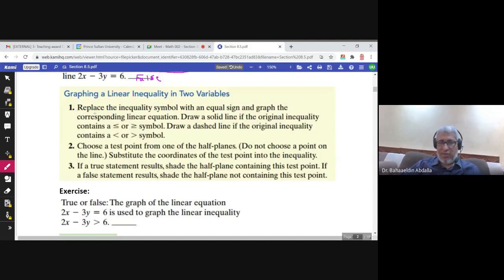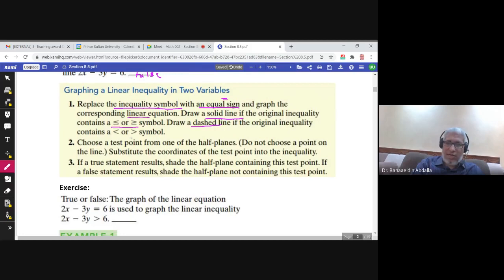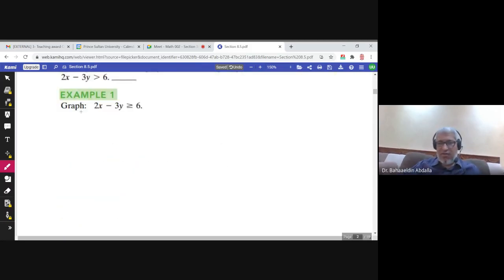There are 3 steps. First, we replace the inequality symbol with an equal sign. So we change it to an equation and we graph the line that corresponds to this equation. We draw a solid line if the original inequality contains a greater than or equal, less than or equal symbol. We draw a dashed line if the original inequality contains a less than or greater than symbol. So for example, to graph this inequality, the first step would be to change the symbol greater than or equal to an equality, and then to graph this line.